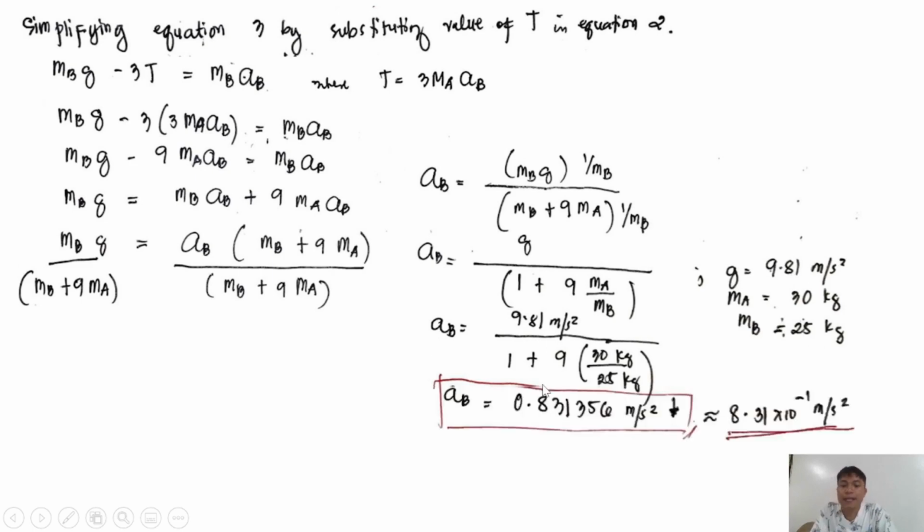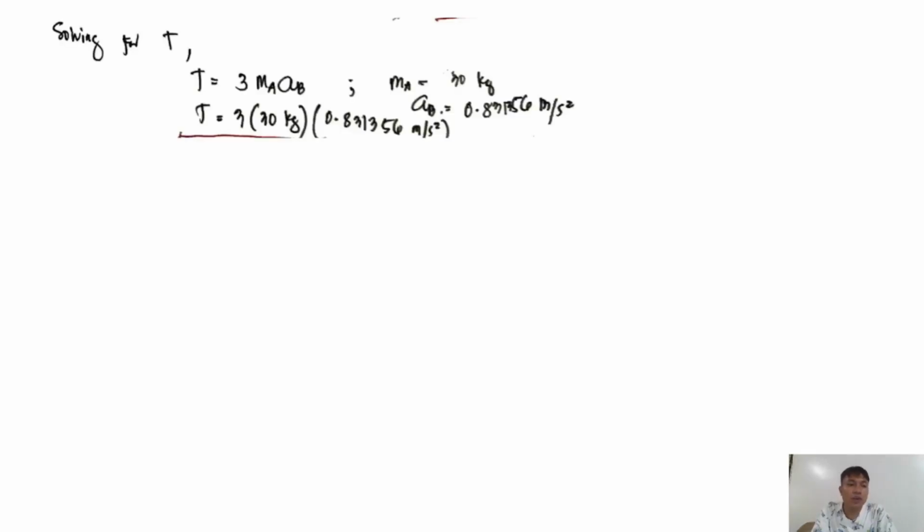So, that gives us the acceleration of B equal to 0.831356 meters per second squared, or just equal to 8.31 times 10 to the negative 1 meters per second squared. Now, to solve for T, our equation is 2T equal to 3 M_A A_B. We have the mass of block A, 30 kg, and since we got the acceleration of body B earlier, which is 0.83156 meters per second squared, we are going to substitute that to our equation. Substituting that, we will be able to get the tension.